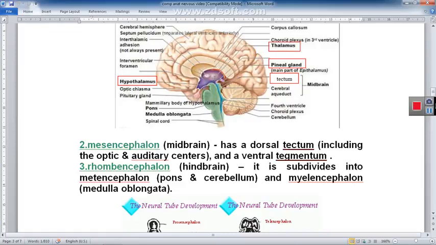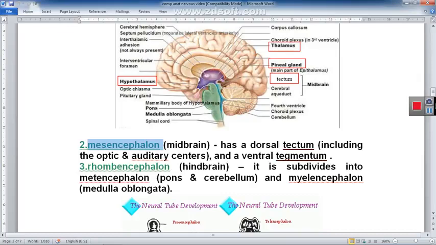The second brain vesicle after the forebrain, which is the prosencephalon, is the mesencephalon, which is the midbrain. This is the midbrain. The midbrain has a dorsal part which is called tectum. This is the dorsal part of the midbrain, which is called tectum in a human, and a ventral part which is called tegmentum.